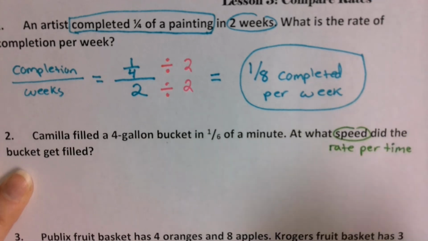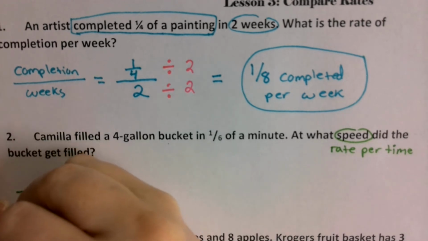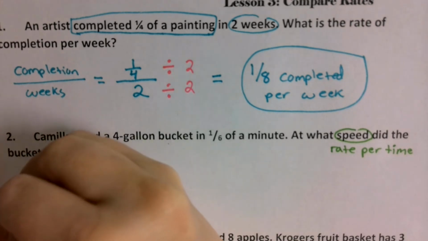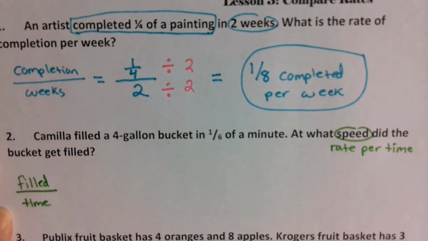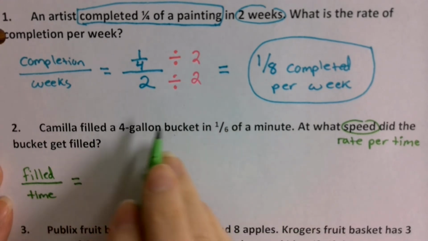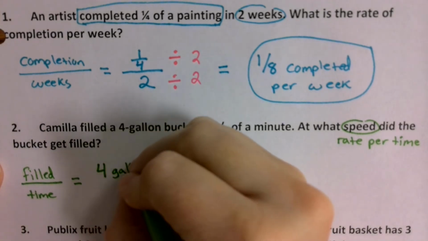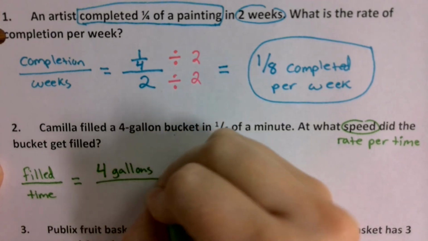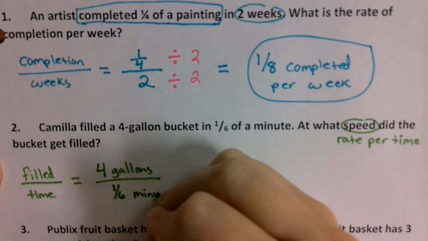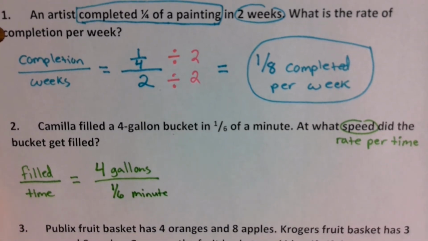Time is always going to go on the bottom. Okay? So how much the bucket filled up is going to go on the top. So Camila was able to fill up a 4-gallon bucket. She filled a 4-gallon bucket, so I'm going to put 4 gallons in 1/6 of a minute.